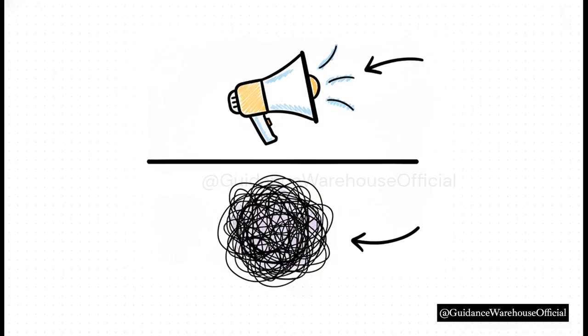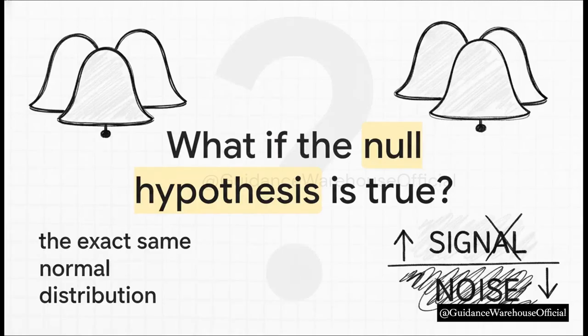The denominator is the variance within samples, and this is our noise. It's just the random, unexplained differences among individuals inside the exact same group, purely due to chance. Basically, the F-ratio is literally asking, how loud is the signal compared to the background noise? Let's do a quick mental check right here to make sure this is tracking. You might be wondering, what if the null hypothesis is actually true? What if all these groups really have the exact same normal distribution and our treatment doesn't do anything at all?